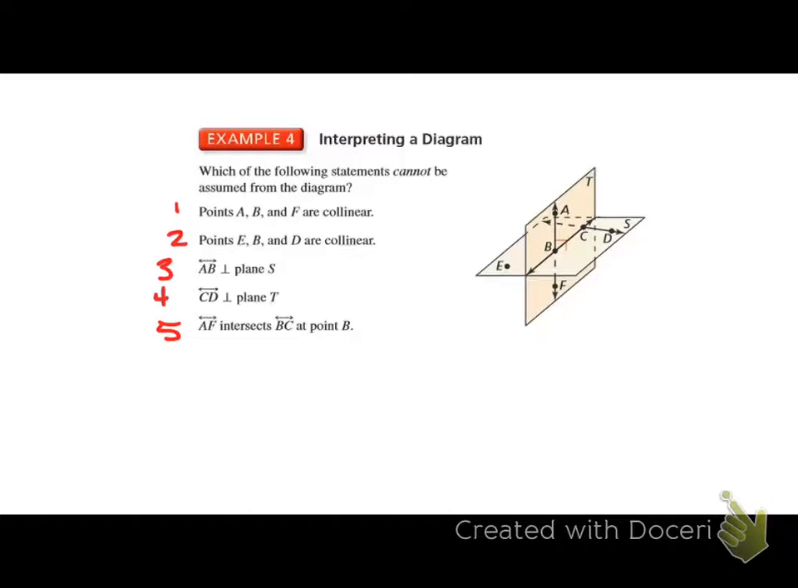E, B, and D are collinear. What does collinear mean? On the same line. Are they on the same line? No. So that's something we cannot conclude from this picture.